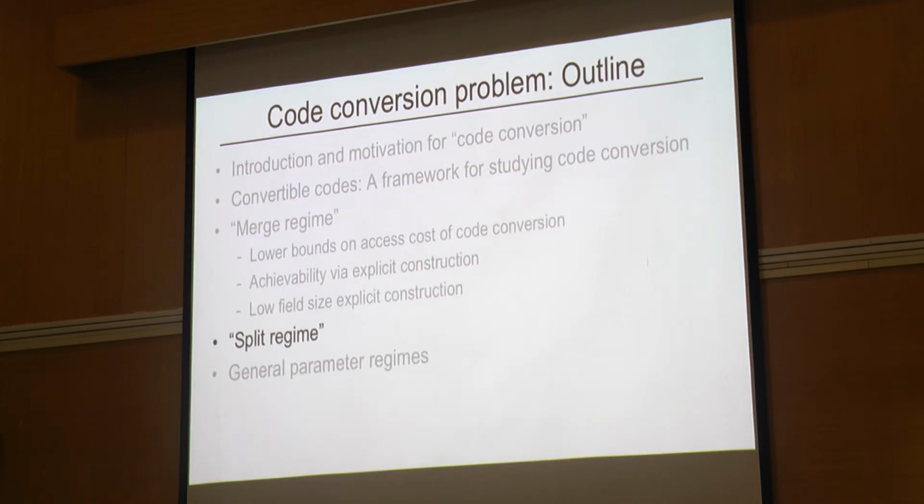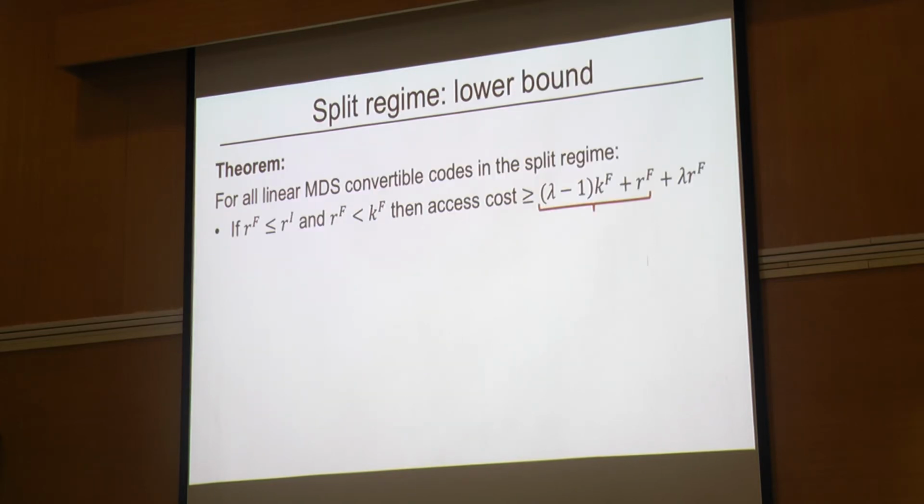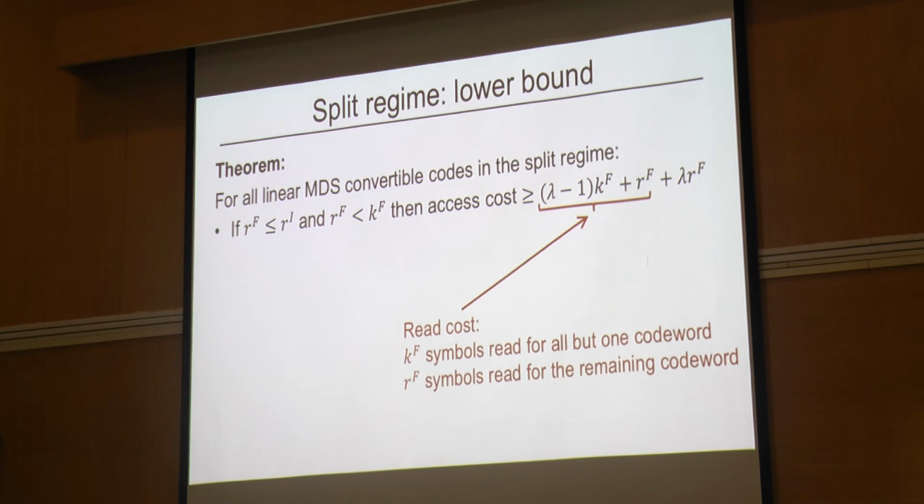Okay, so very quickly, I'll just mention that similar to the merge regime, we consider another regime, which we call the split regime, which is the exact opposite, which is basically going from one initial codeword to multiple final codewords. And again, we have bounds on the read cost and the write cost, and basically the access cost. So I'll not go into the details of it. I'll be sharing the slides. You can take a look at this.